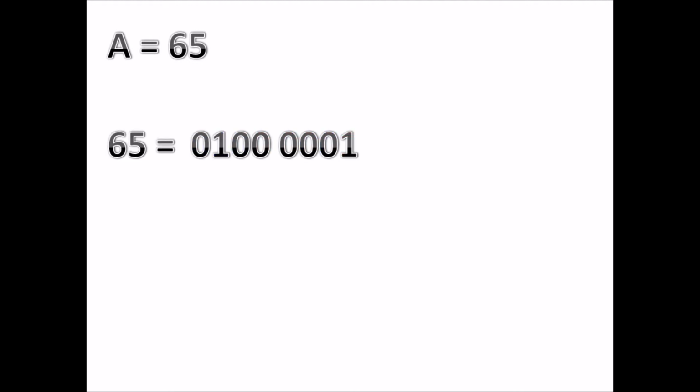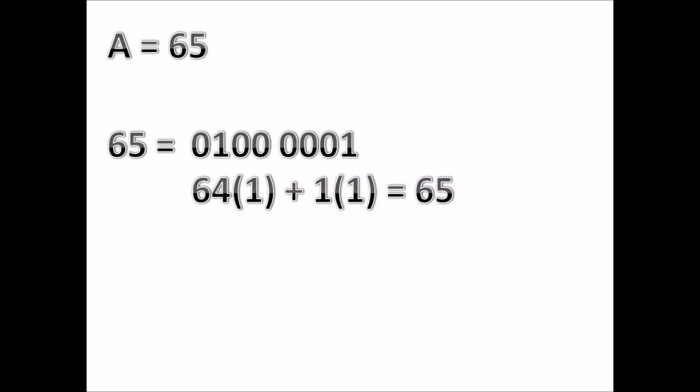Binary can also be used to write every letter in the English alphabet in both lowercase and uppercase. To do this, we assign an integer to every letter in the alphabet. For example, an uppercase A is represented by the number 65. Therefore, to write the letter A in binary, we would write 01000001. That would calculate as 1 times 64 plus 1 times 1, which equals 65.